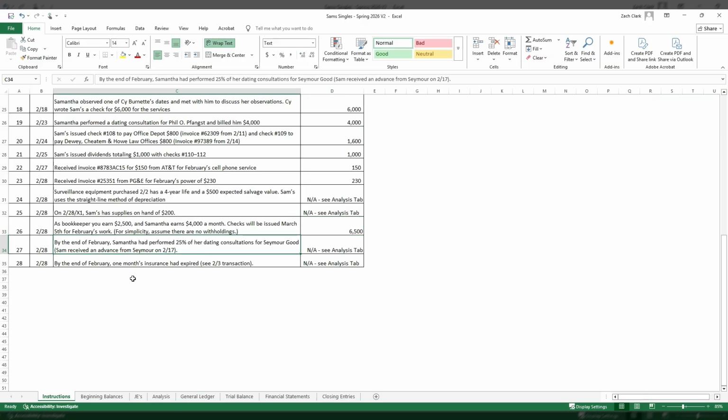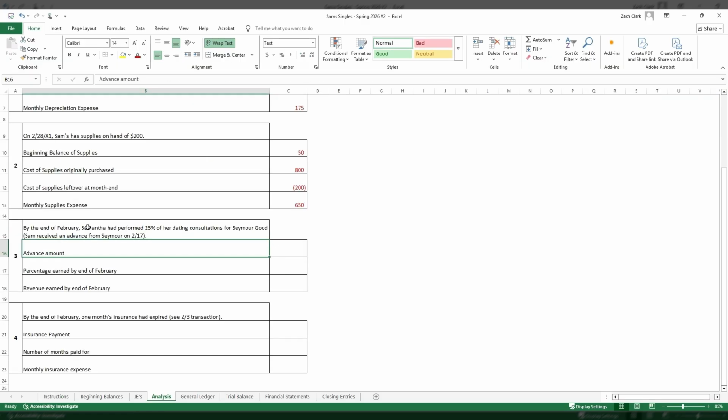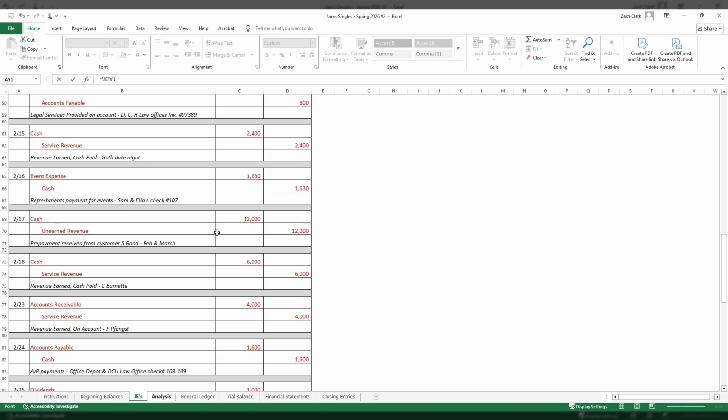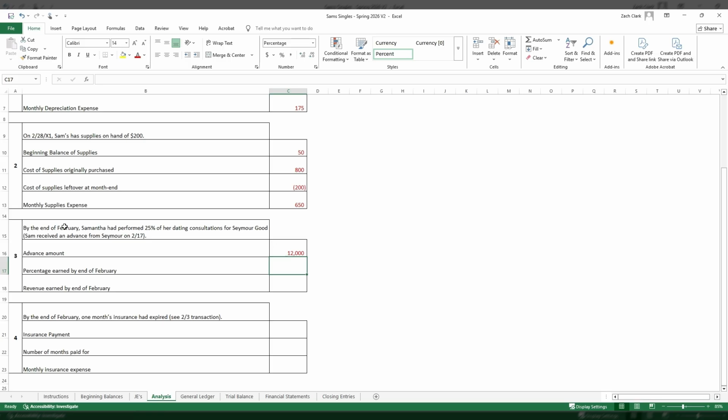Okay, so now we're on to a portion of earning some of the unearned revenue here. So let's go back to our analysis tab. And so the advance amount, or the prepayment amount, if you will, this was on 2/17. So let's go to 2/17 entry. So unearned revenue. So we got paid $12,000. And then it notes that we have performed 25%, so 0.25, 25% of the services in total we have performed. So while this was unearned revenue to begin with, we have now earned 25% of that, or $3,000, basically.